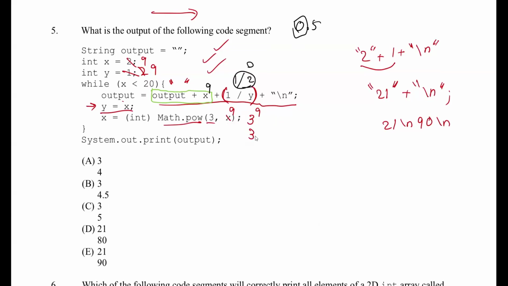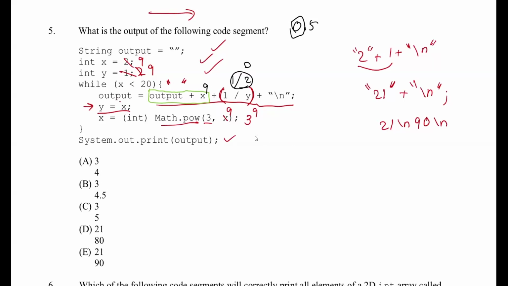Because 3 times 3 is 9, and 9 times 3 is 27, you're already greater than 27. So it will stop this loop and output. So the output is like this.